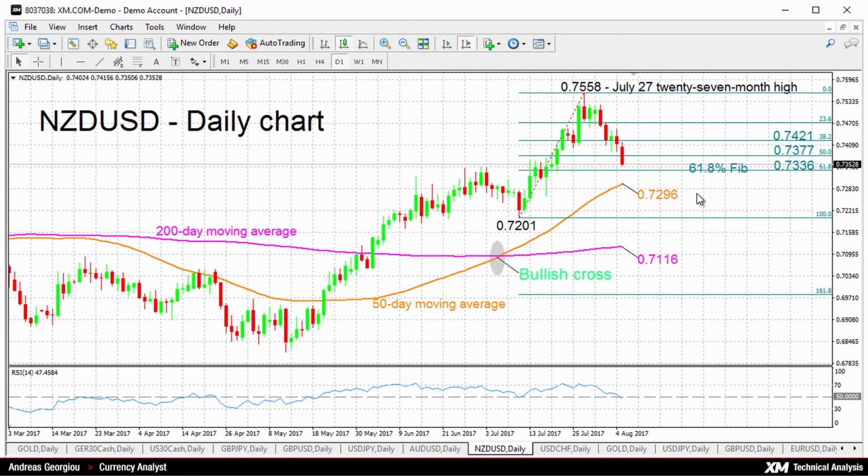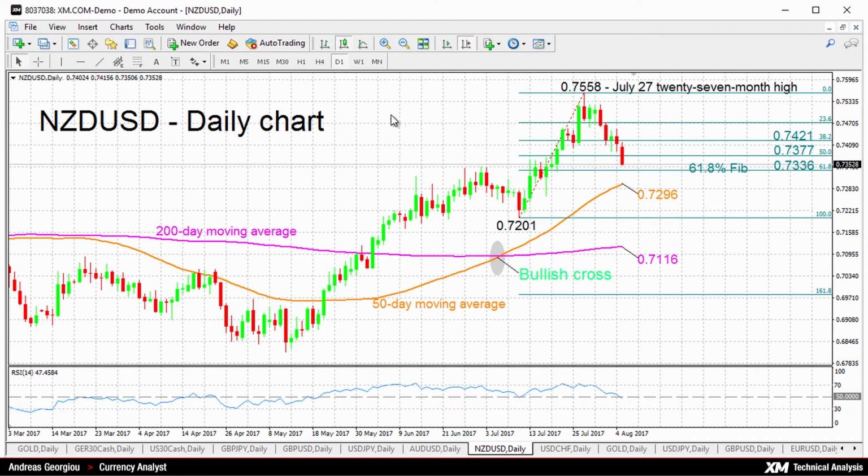If on the other hand the price advances, the area around the 50% Fibonacci mark at 0.7377 could provide a resistance. Notice that this level failed to provide support earlier in the day and could instead act as intraday resistance. Further up, the 38.2% Fibonacci mark at 0.7421 would be eyed as an additional barrier to the upside.